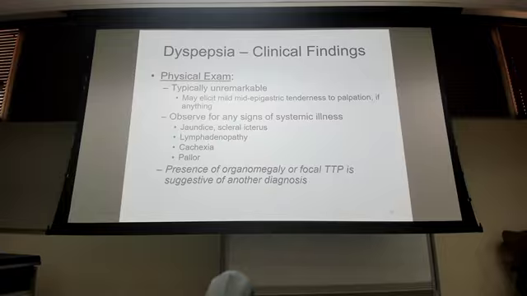What's cachexia? Yeah, so wasting of what? Muscle and fat. Unintended wasting of muscle and fat. Pallor, so pale. If you have presence of organomegaly or TTP, start looking at other things. Further workup.